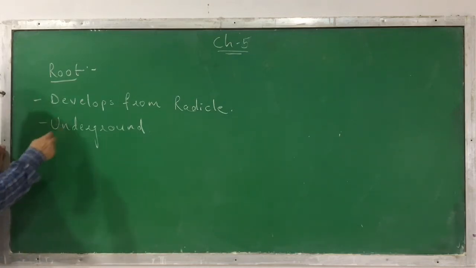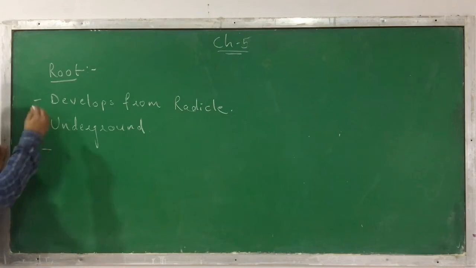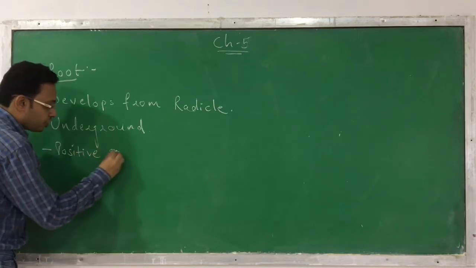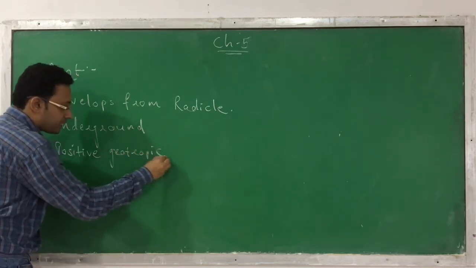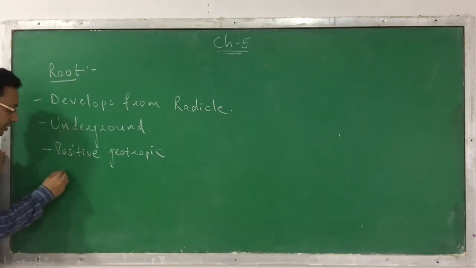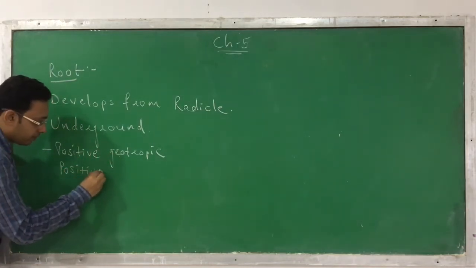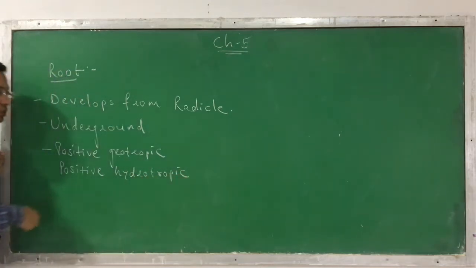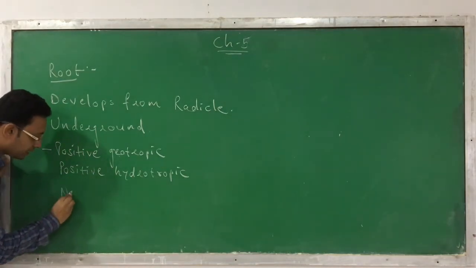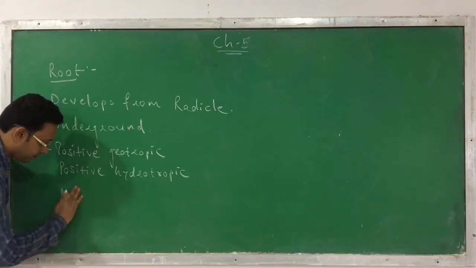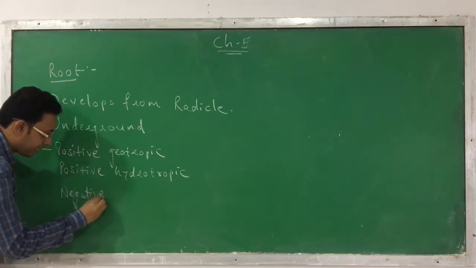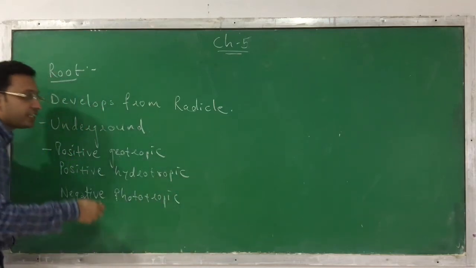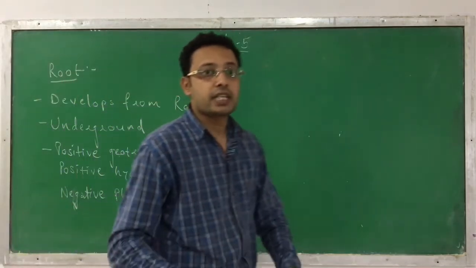You might have learned about tropism and nastism in the 10th standard. So what is its characteristic? It is positively geotropic, meaning it grows in the direction of the land. Geo means land. It is positively hydrotropic. Hydro means water, so it grows in the direction of water, so it is called positively hydrotropic. And it is negatively phototropic. Photo means sunlight. So here it grows in the opposite direction of sunlight, and that's why it is called negatively phototropic.